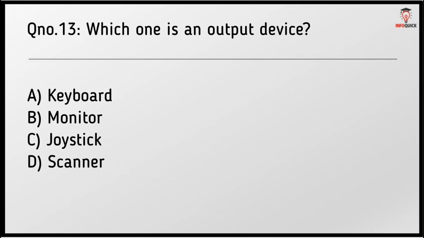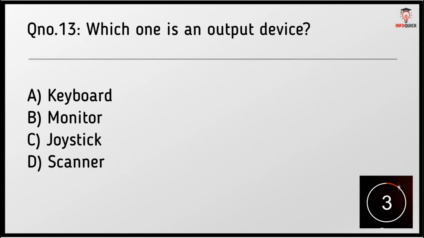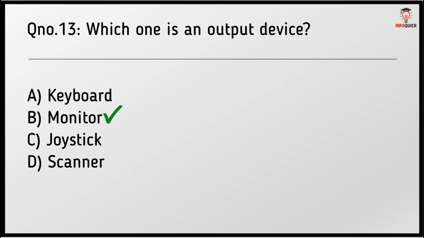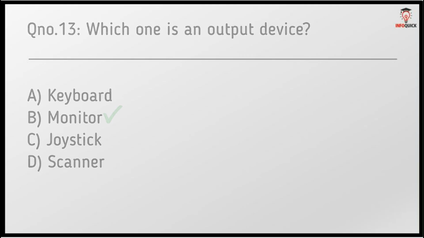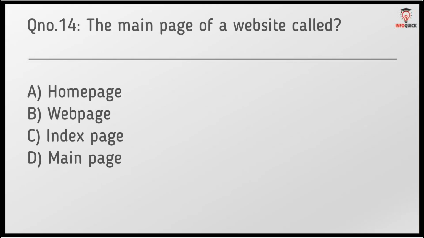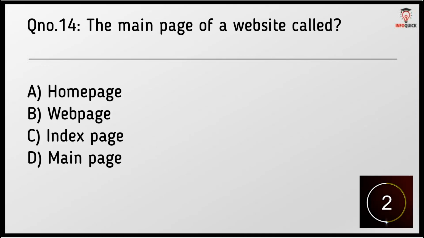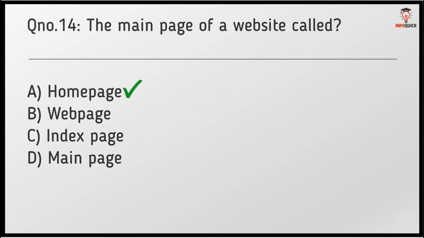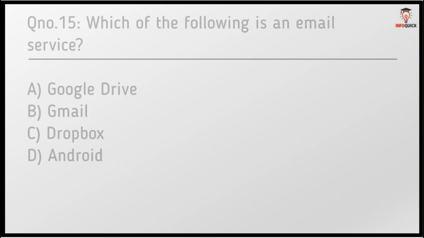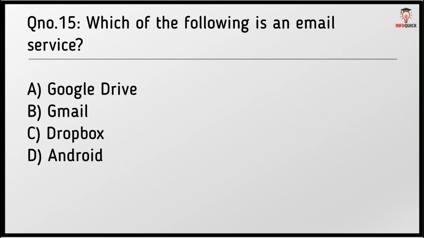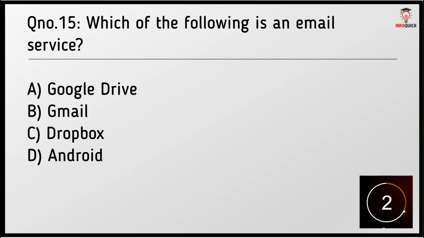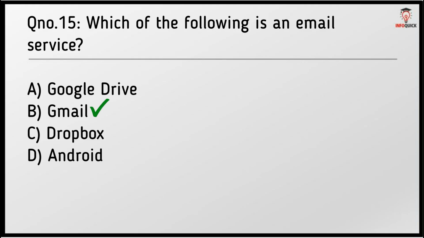Which one is an output device? Monitor. The main page of a website is called home page. Which of the following is an email service? Gmail.